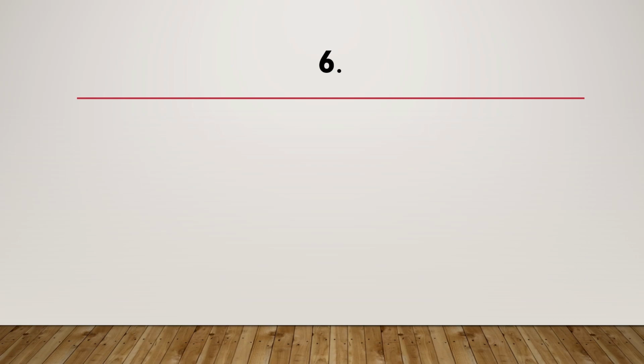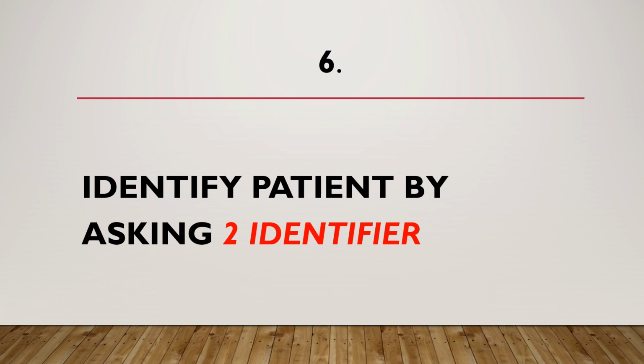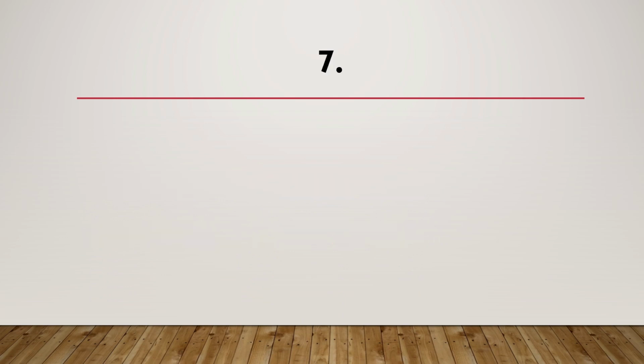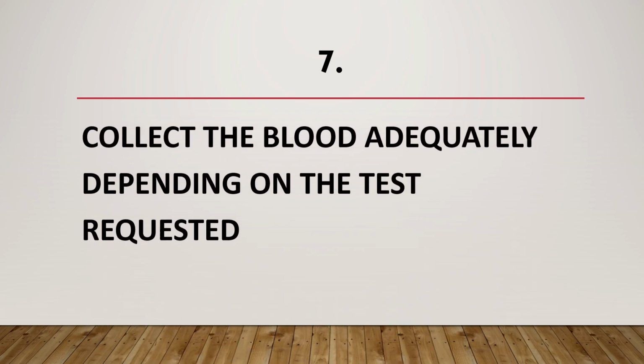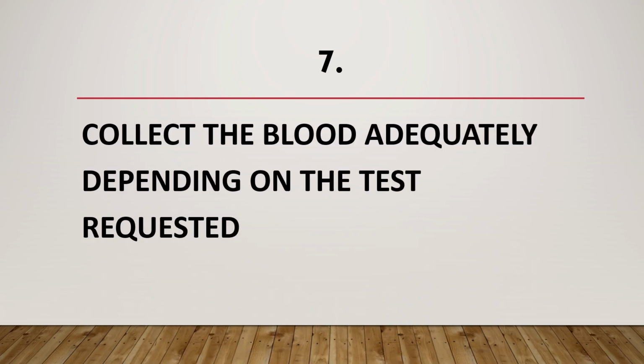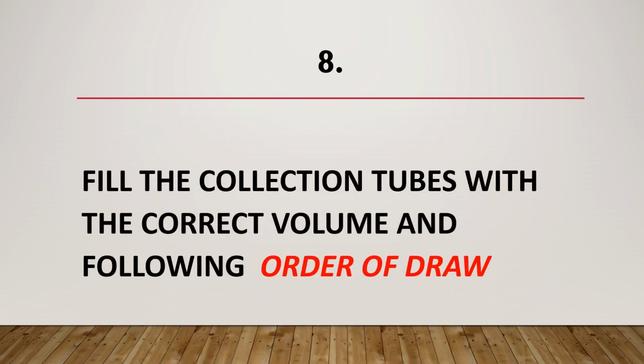The most important thing before you start blood taking is to identify the patient by asking for identifiers and ask for consent. Now you can start collecting blood adequately depending on the test request by doing venipuncture on the patient. After the blood is drawn, fill the collection tubes with the correct volume and following the order of draw that I have mentioned in the previous slide.